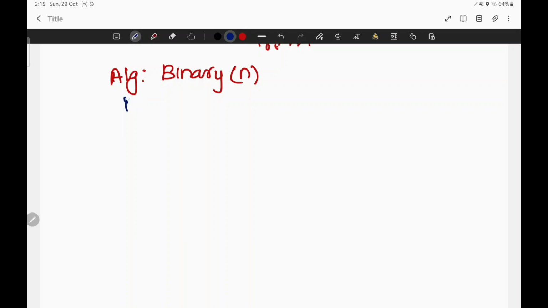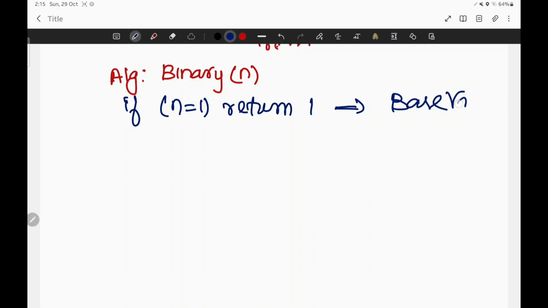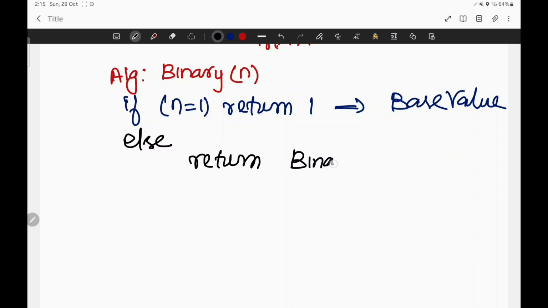N. So if n is equal to 1, then what do we need to return? 1. So there is no addition. So this is the base value. A recursive algorithm is nothing but calling itself. When will it stop calling itself? When it reaches the base value. Or else what are we doing? We are just dividing the given number by 2, and to count, we want to count it. So we will have one addition, plus 1. So that plus 1 is nothing but we are counting the total number of digits. So for that we are adding plus 1.